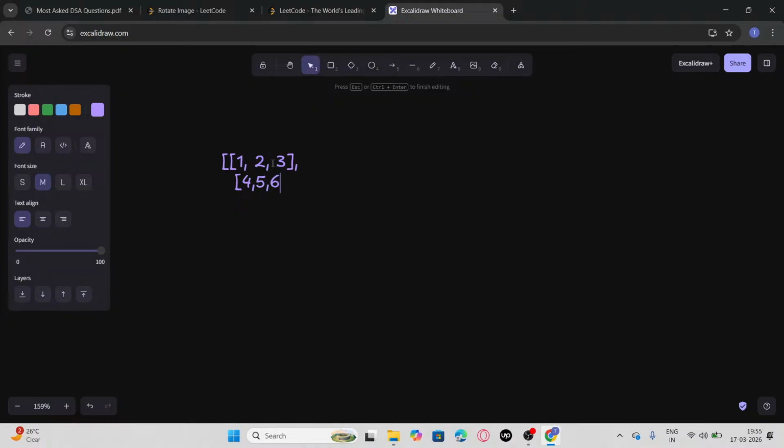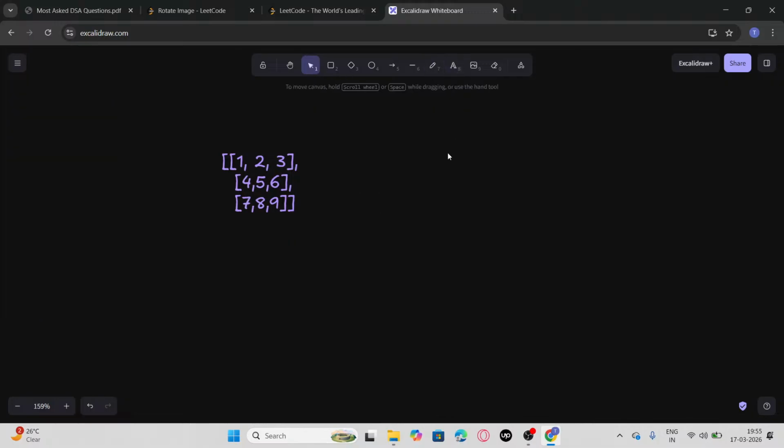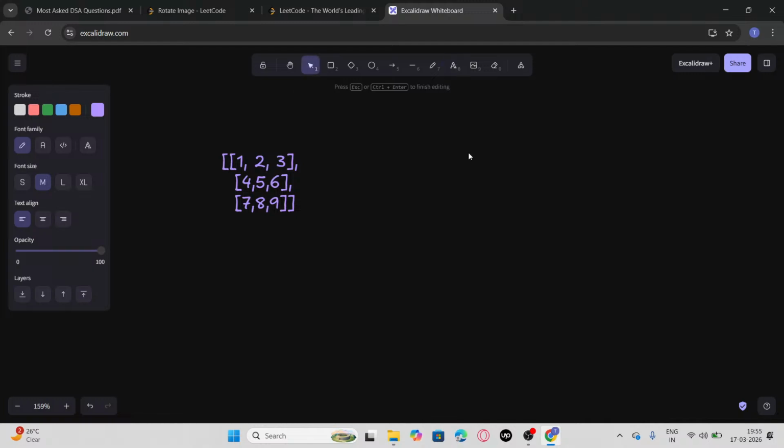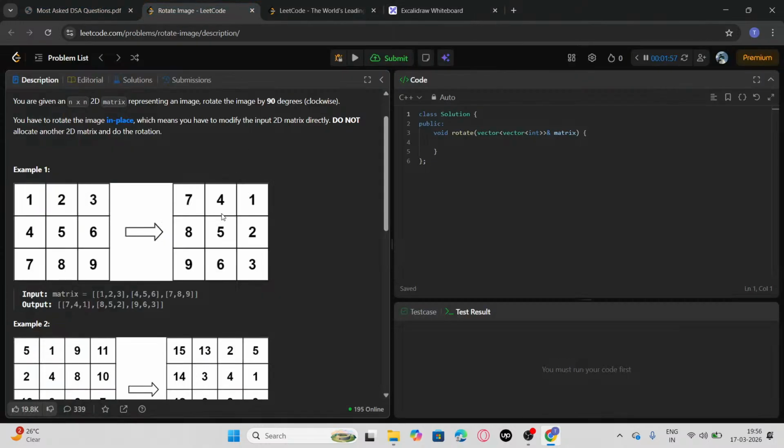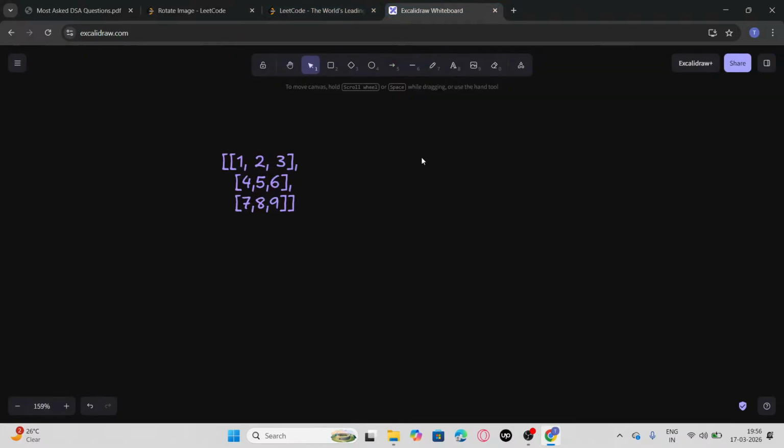4, 5, and 6. And then we have 7, 8, 9. I think I'll need to make an approach for this since it's a matrix problem and I haven't done matrix ever. And from this, what do we have to do? We have to make it 7, 4, 8, 9. 7, 8, 9. Alright, I get it.